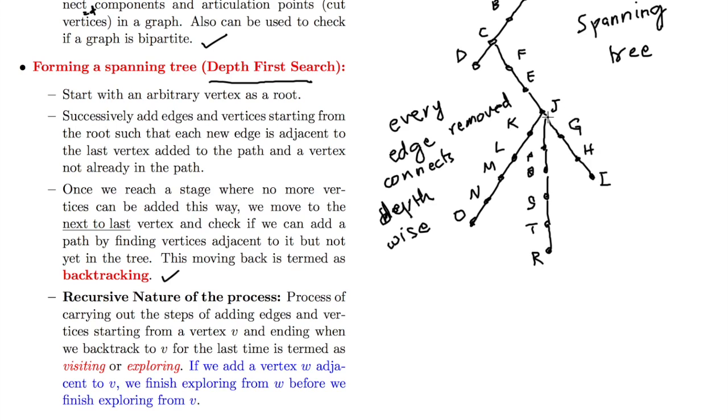But the question is, if J is adjacent to K, for example, and K is added after J, when do I explore K? K, L, M, and O, and then come back to K, and that's it. So the exploring of K should be done before the exploring of J is completed. In other words, J to G, G, H, I: the exploring of G has to be completed before I complete the exploring or visiting of J. So I can say visit J, and then for each edge I add, I visit that vertex. This is exactly what the pseudocode will be saying for the depth first search.